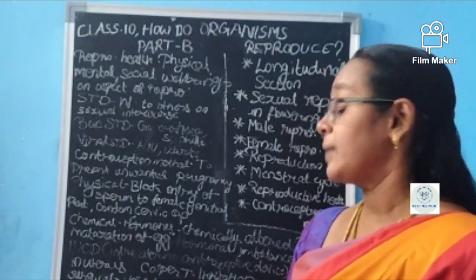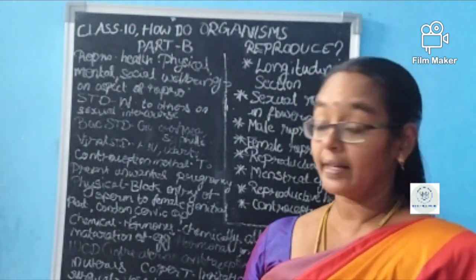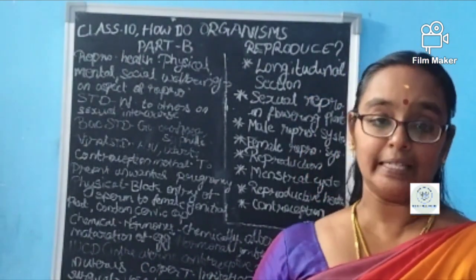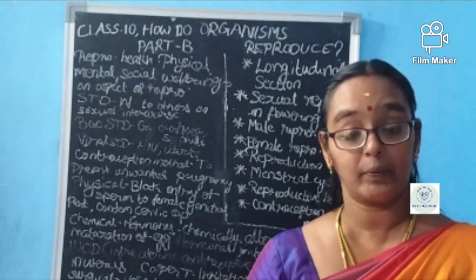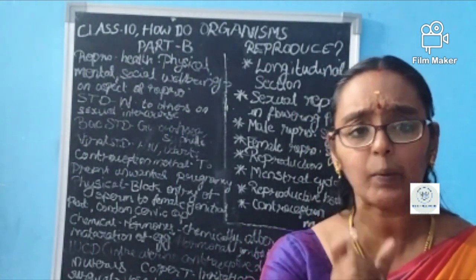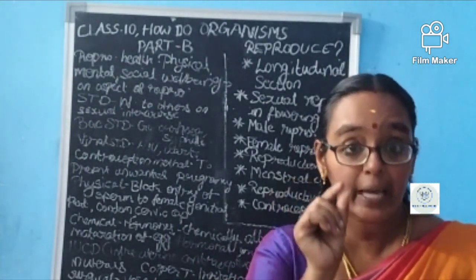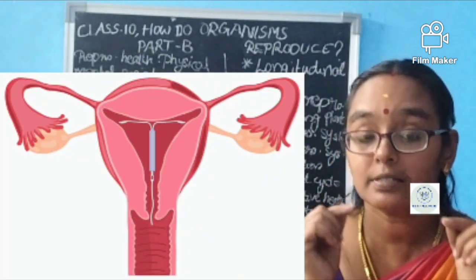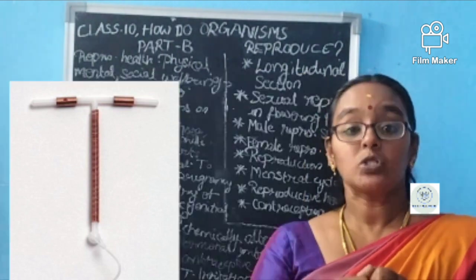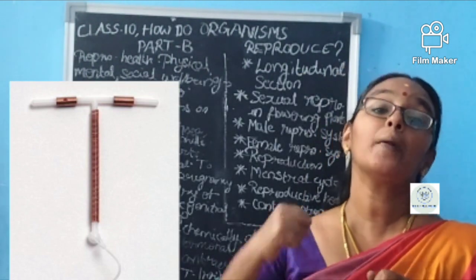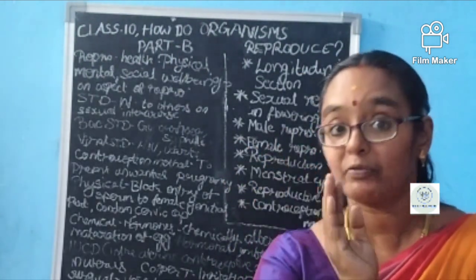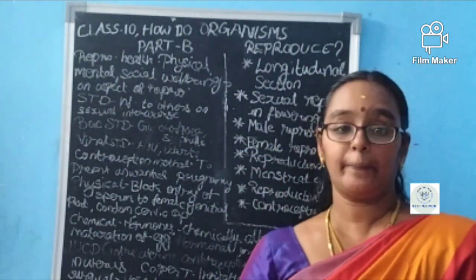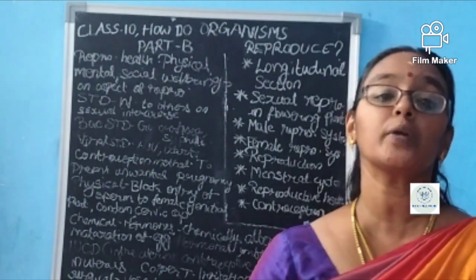Then the third one is IUCD. What is IUCD? Intrauterine contraceptive device. It is a device which is kept inside the uterus of females, something like a copper T. So the sperm will not be able to enter the fallopian tube where fertilization would happen, because the sperm is not able to get entry into it.